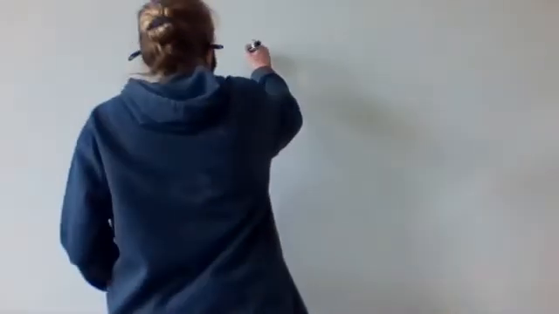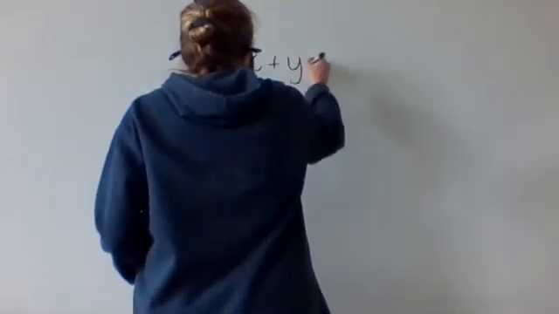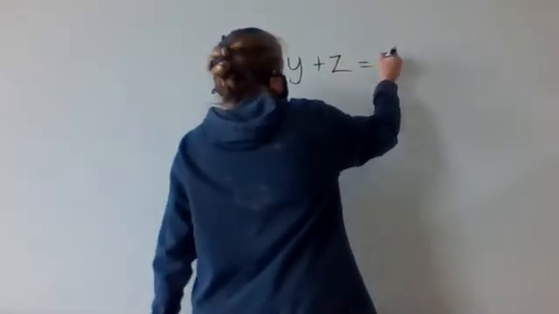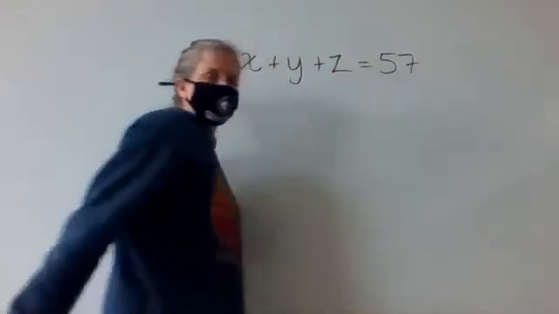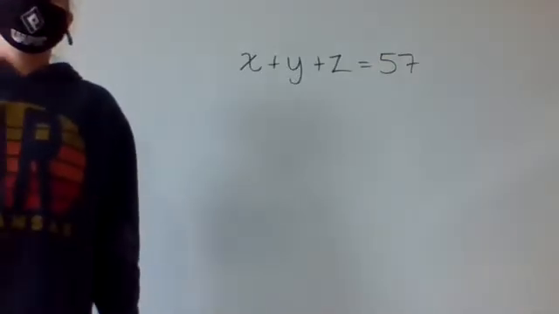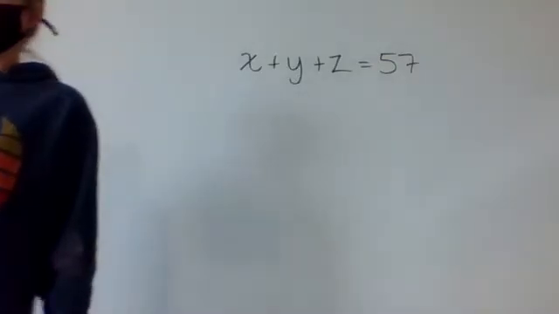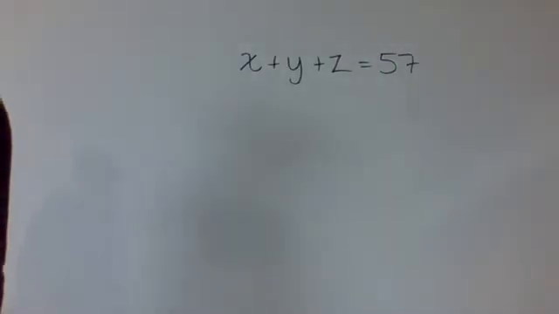All right, number 4 says the sum of 3 numbers is 57. So we did this in problem 1. How would we write that? The sum of 3 numbers is 57. Well, that would just be x plus y plus z equals 57. So that's what that first sentence translates into.